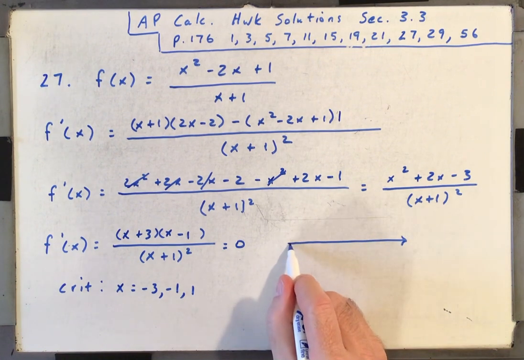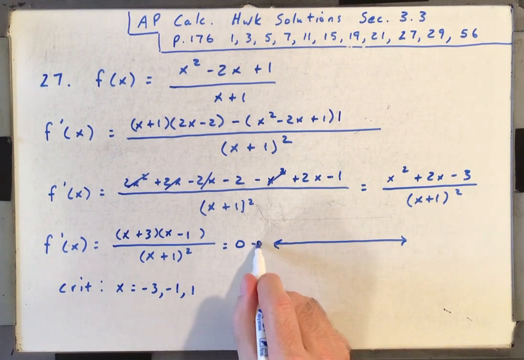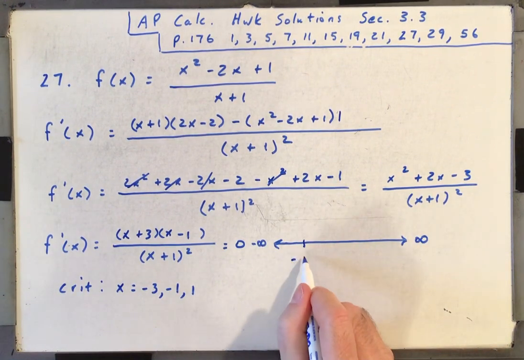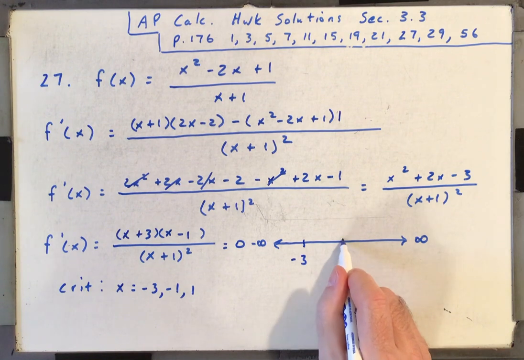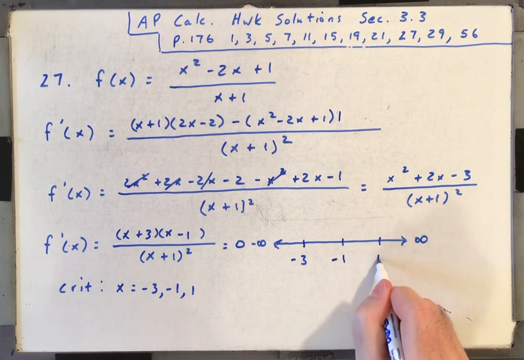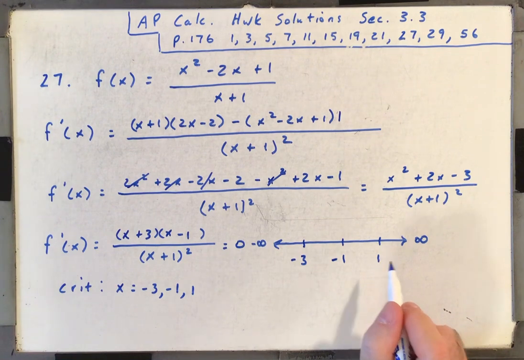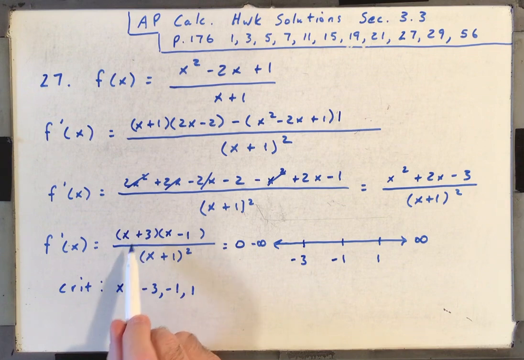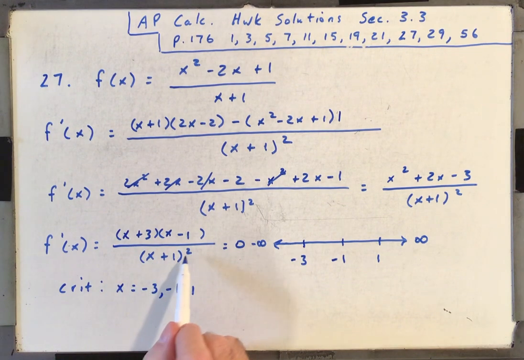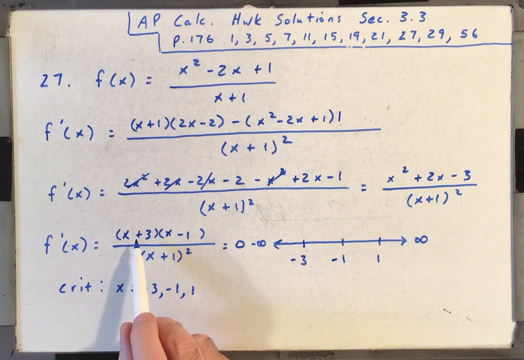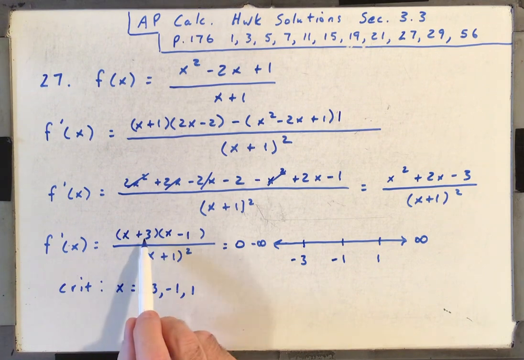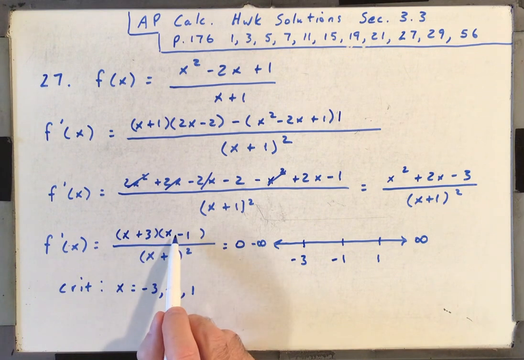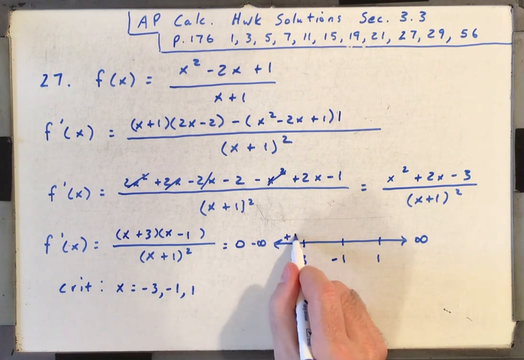So I'm going to draw my sign line here. Negative infinity to positive infinity. And put those critical points in. -3, -1, and 1. All right, to the left of -3, I'm going to pick -10, okay? So the bottom's always going to be positive because you're squaring it. So it's just really about the top. Okay, so let's say -10, that's negative times a negative. That's positive over a positive.